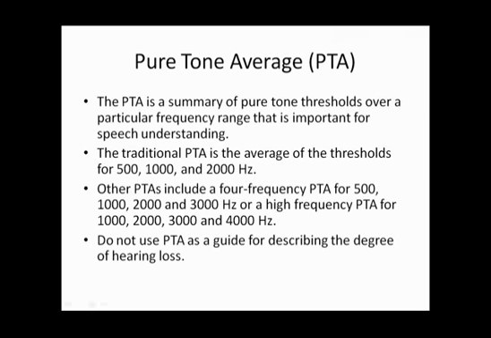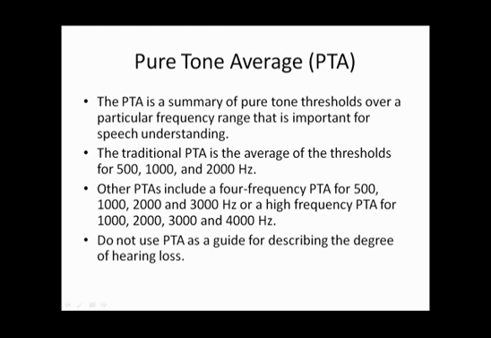Pure tone average is a summary of pure tone thresholds over a particular range that is important for speech understanding. The traditional pure tone average is the average of the thresholds for 500, 1000 and 2000 hertz. Other pure tone averages include a 4-frequency pure tone average, for example, for 500, 1000, 2000, and 3000 hertz, or a high-frequency pure tone average for 1000, 2000, 3000, and 4000 hertz.